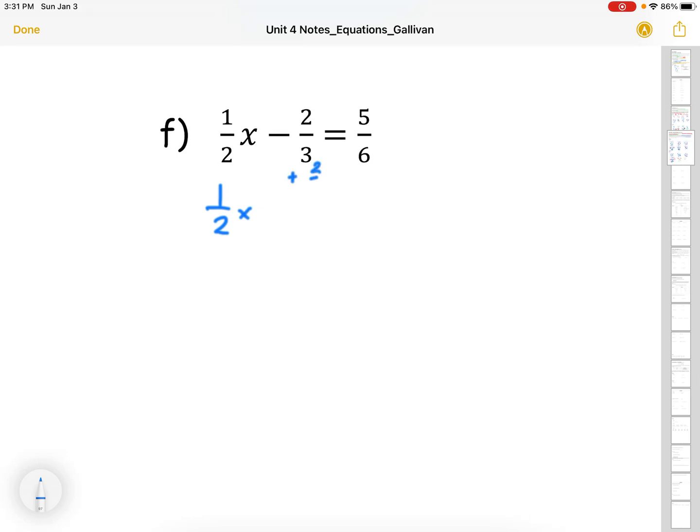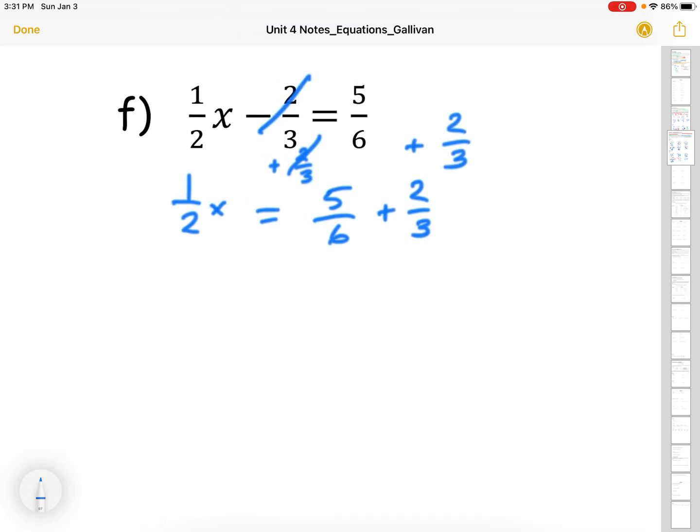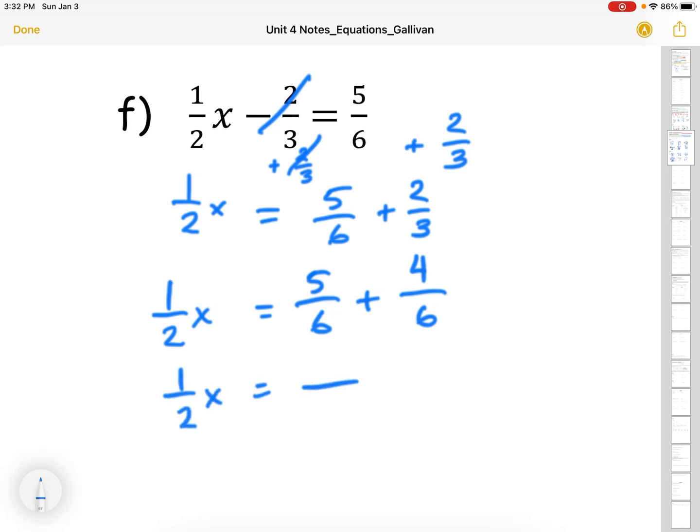So 1/2 x, we're going to add 2/3 to both sides, right? Because we want this to go away. It's equal to 5/6 plus 2/3. Let's do a little common denominatoring. Don't worry about the 1/2 x for now. Common denominator is 6. So 2/3, I have to multiply the 3 by a 2, so multiplying the 2 by a 2 gives me 4. So 1/2 x is equal to, well, 5 plus 4 is 9.